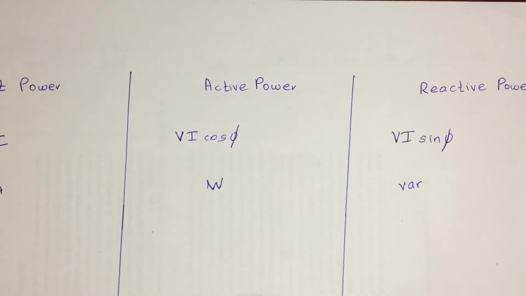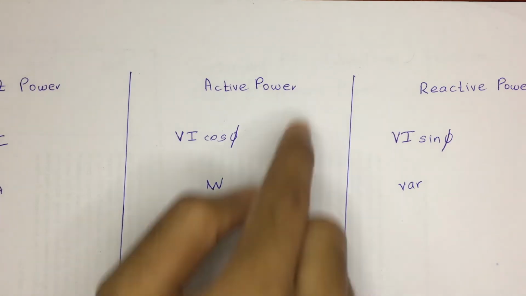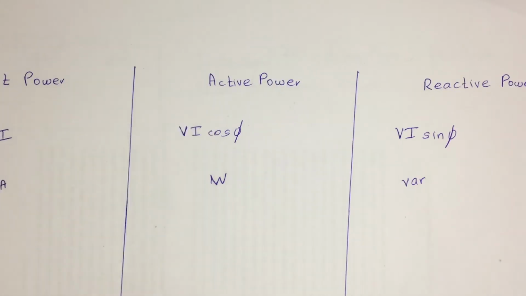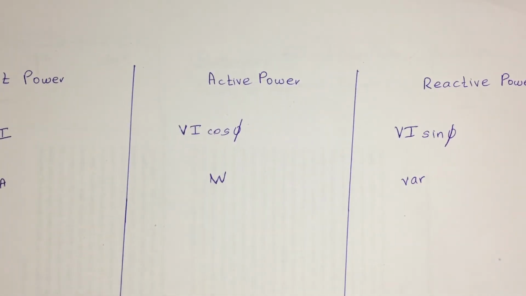First of all, let's look at the active power. The active power is the energy which is going to dissipate. That means the power used or dissipated by the resistor is known as active power. So you need to know what is meant by active power.